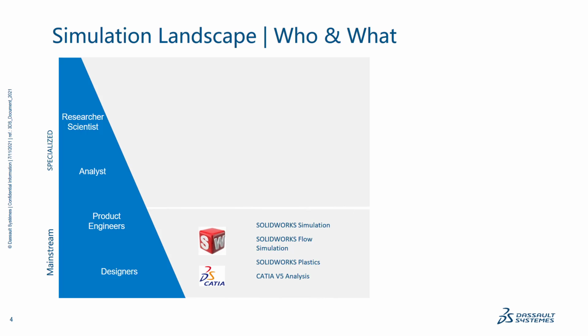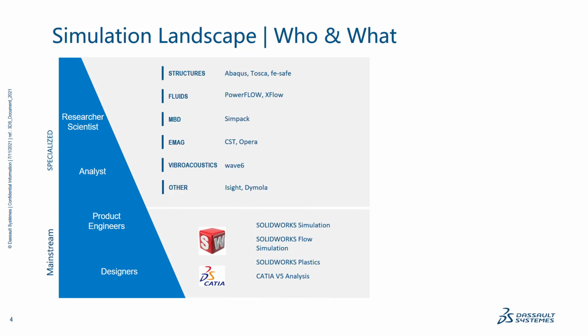But when you want to go into a more advanced domain, then those tools are not suited. They are built for designers, so really made easy to use and up to a certain capability. Beyond that, we have our more specialized tools coming from the Simulia brand. For structure simulation, we have, of course, Abaqus, the most powerful tool for nonlinear structure simulation. We have Tosca for optimization, fe-safe for durability calculations. For fluids, we have PowerFLOW and XFlow, so overall CFD simulations.